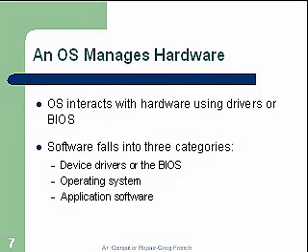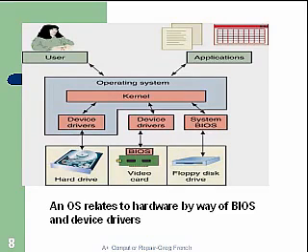The OS manages hardware. The OS interacts with the hardware using drivers or BIOS. Software falls into 3 categories: device drivers or the BIOS, the operating system, and the application software. Here's a diagram of a user operating the operating system. The OS relates to the hardware by way of the BIOS and the device drivers.